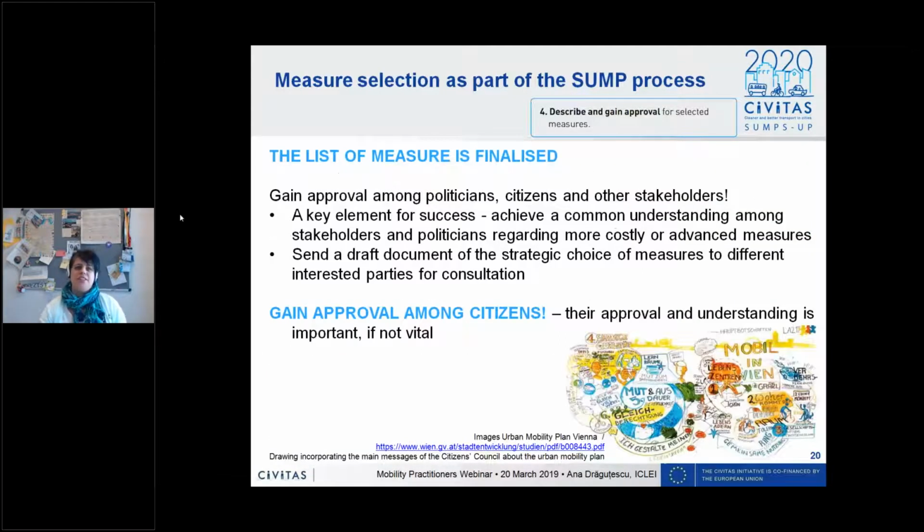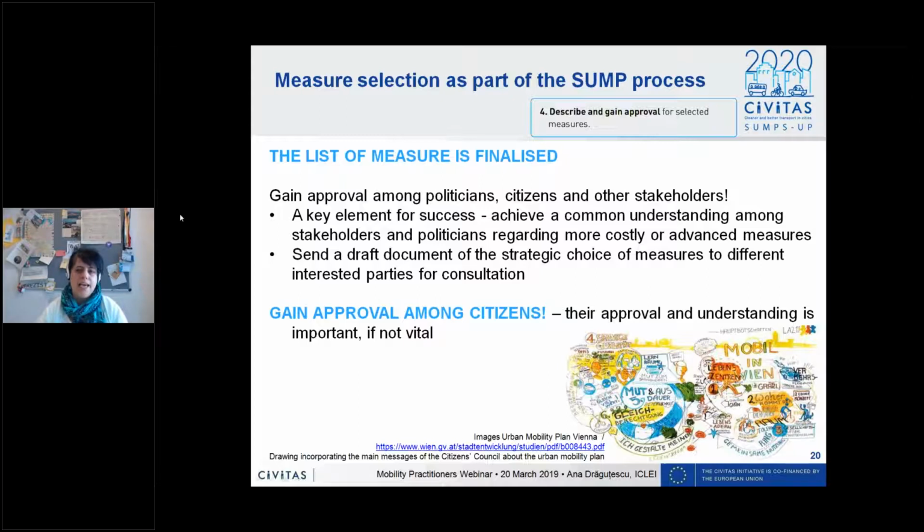And the list of measures is finalized. Congratulations, you have a very nice list of measures now included in your SUMP. You have to gain approval for it, so you have to come forward and present it to the citizens and to the politicians, even though the politicians have already been involved in the process, and also hopefully the citizens, but the final list should be brought to the public knowledge.